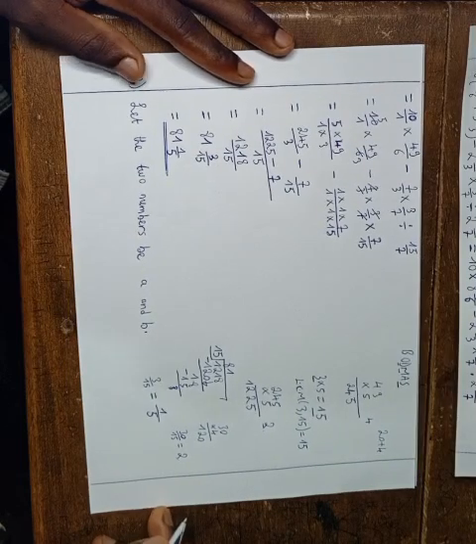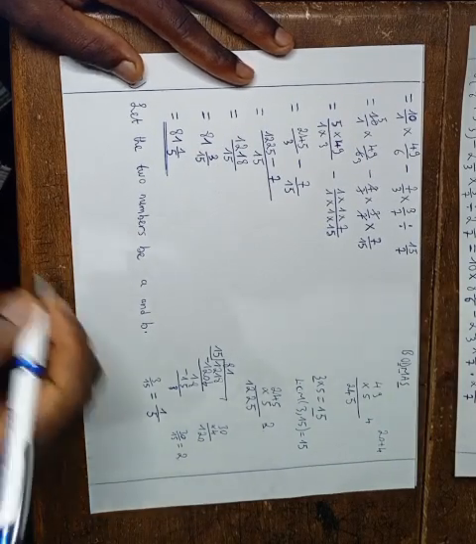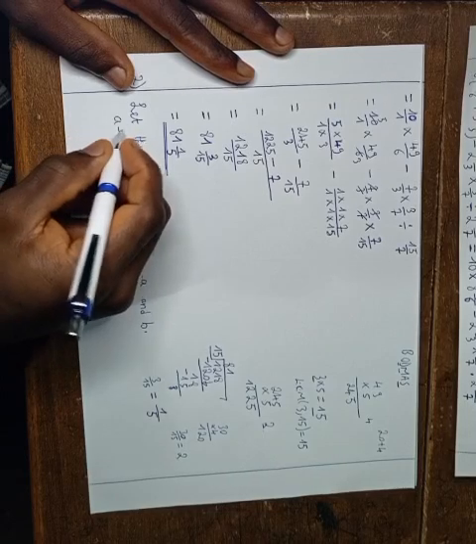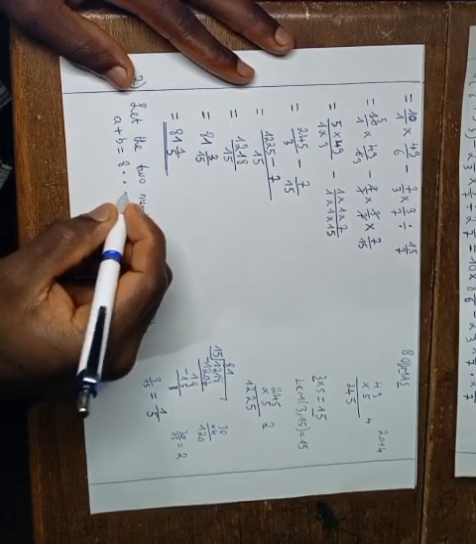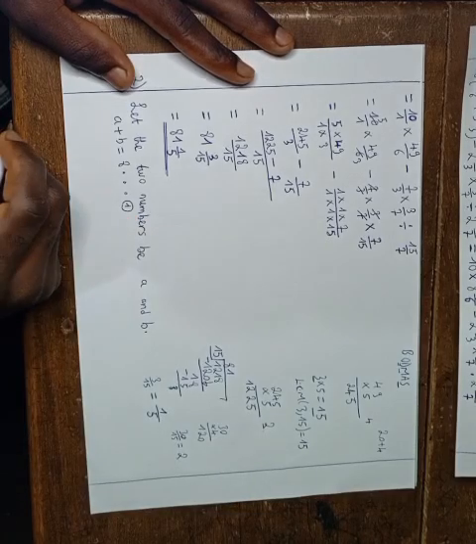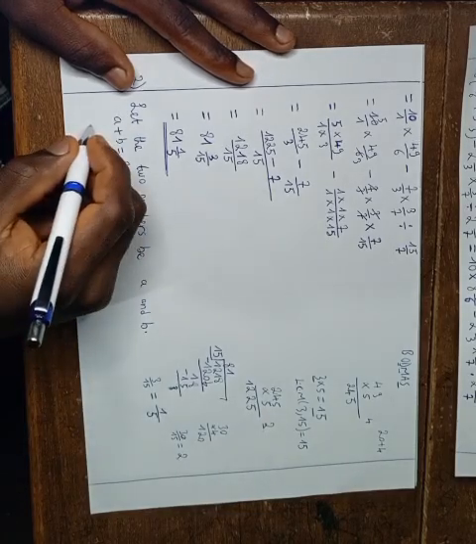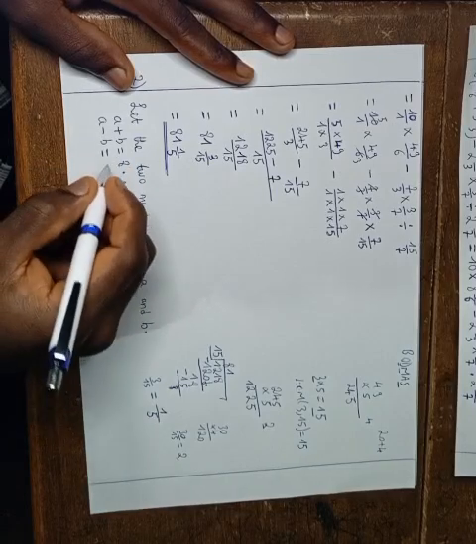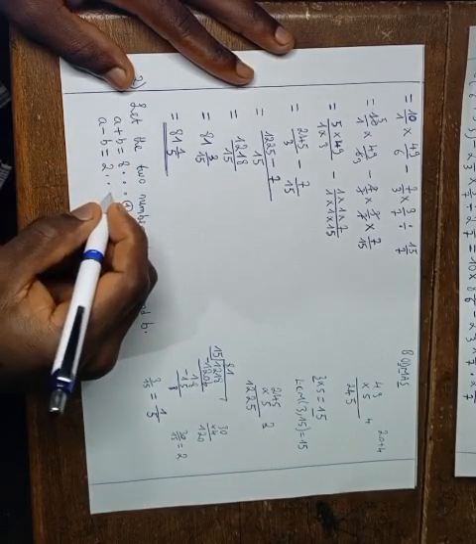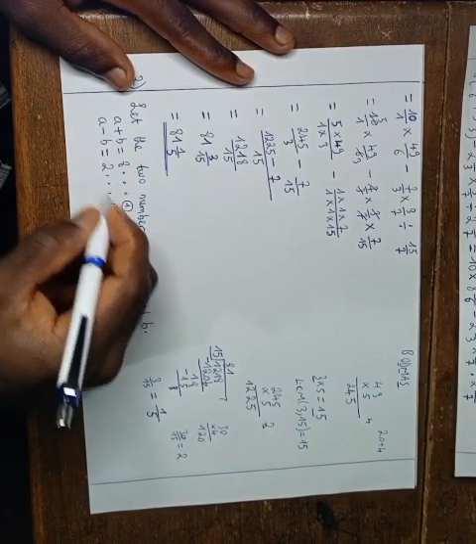If the two numbers are A and B, we have been told that the sum of the two numbers gives us 8, so we add: A plus B is equal to 8. We are going to call this equation 1. And we have been told the difference of the two numbers, A minus B, gives us 2. So we call this one equation 2.